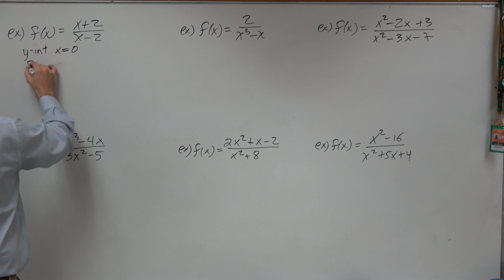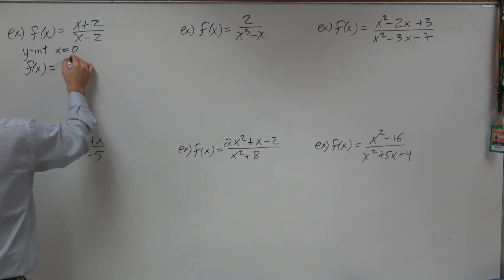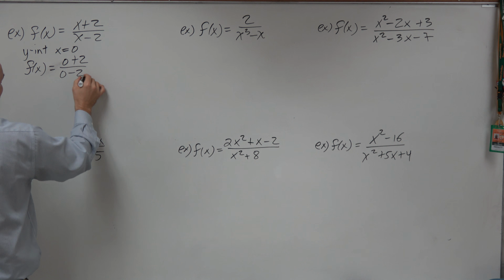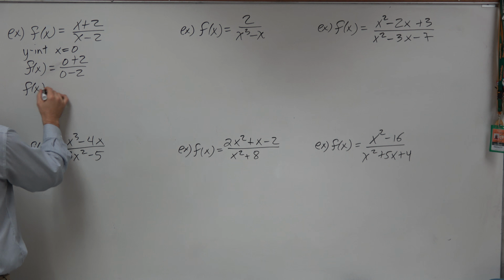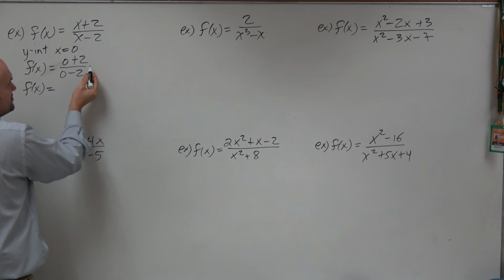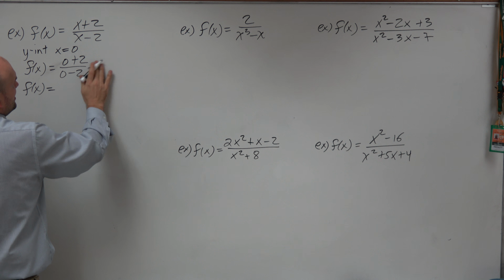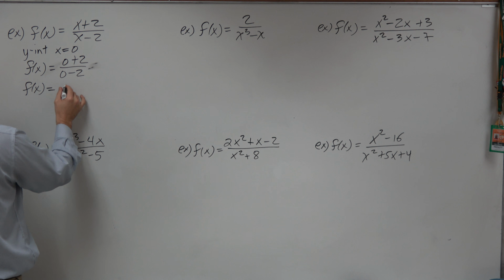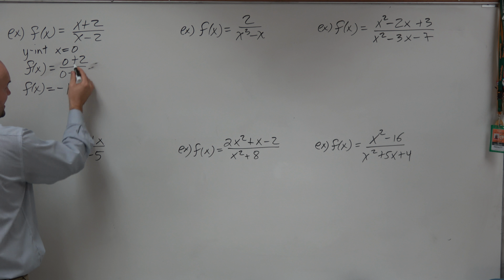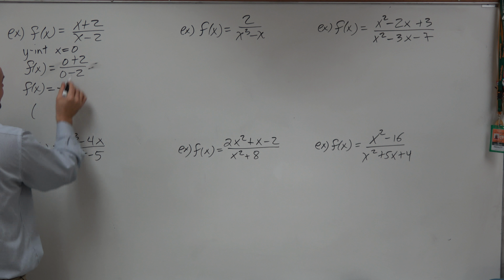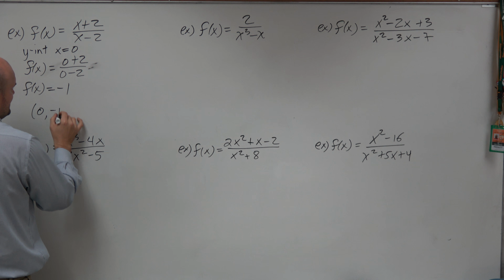So I'm going to keep f of x, and I'm just going to do 0 plus 2 over 0 minus 2. So f of x equals, well, 0 plus 2 is just 2, so 2 over negative 2 is just going to be negative 1. Therefore, the coordinate point is x is 0, y is negative 1.